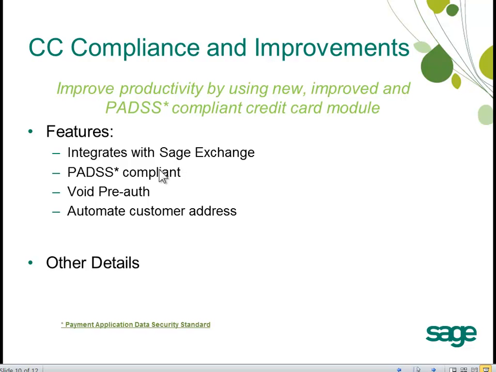You do have the ability in this version to void a pre-authorization. So if you have pre-authorized a purchase from an individual and you save the pre-auth, it will impact his credit limit on his credit card because that is counted against his credit limit. If you need to void that pre-auth to free up his credit, you can go in and void the pre-authorization and get rid of it. And we've also automated the customer address function so you can pull a customer address more easily into the system. So that's some of the credit card things.